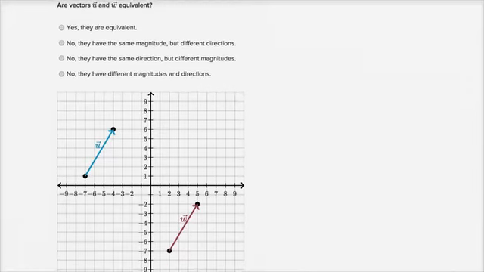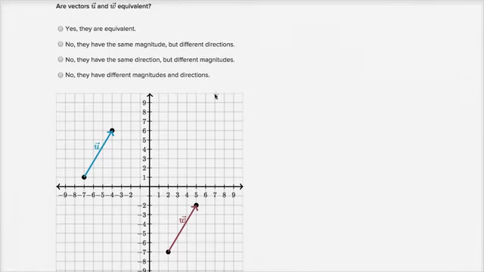Are vectors u and w equivalent? All right. So these look pretty equivalent, just eyeballing it. It looks like they're pointed in the same direction. They're going from the bottom left to the top right. And it looks like they're the same length, but we can verify that once again by looking at their x and y components, thinking about how much we change in x and change in y when we go from the initial point to the terminal point.